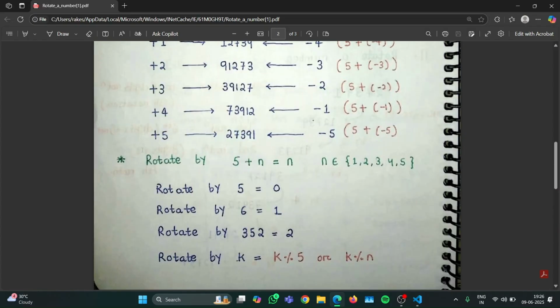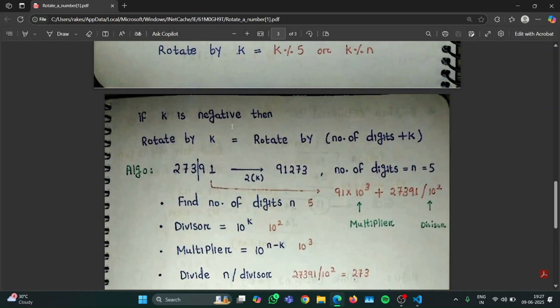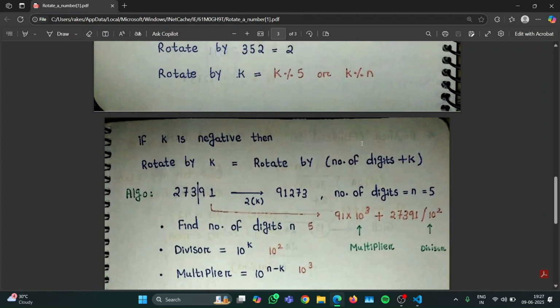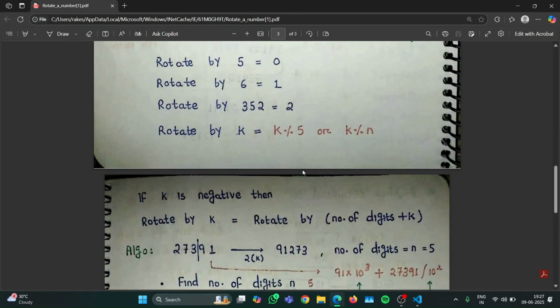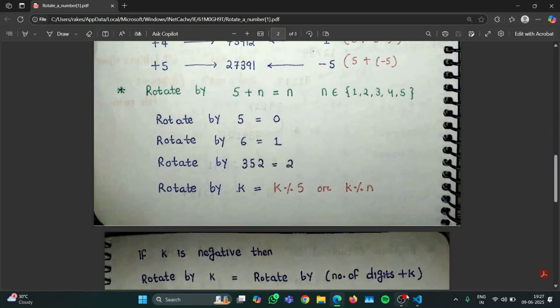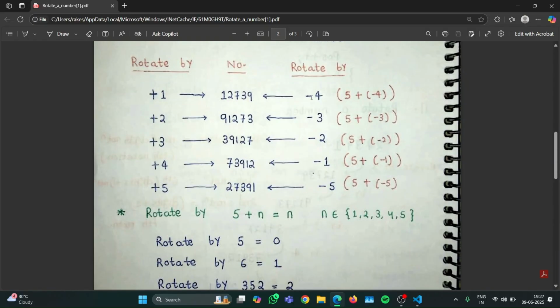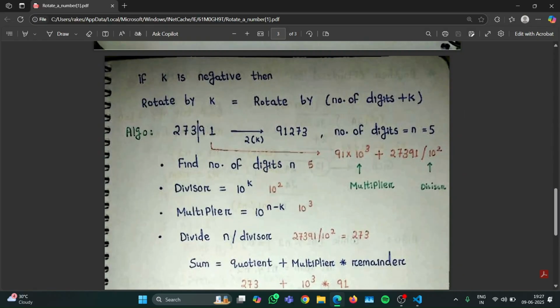Similarly, we have seen in this case over here that if k is negative, that is, the number of rotations is negative, then how can we get the positive value? The positive counterpart value, we can get by adding the number of digits to the negative rotation value. Here, rotate by minus 4 is equal to number of digits, that is 5, plus k. K is nothing but our rotation value. Here, the rotation value is minus 4. So we get number of digits plus k. So what value do we get by this? We get minus 4 plus 5. So that is rotation by 1.